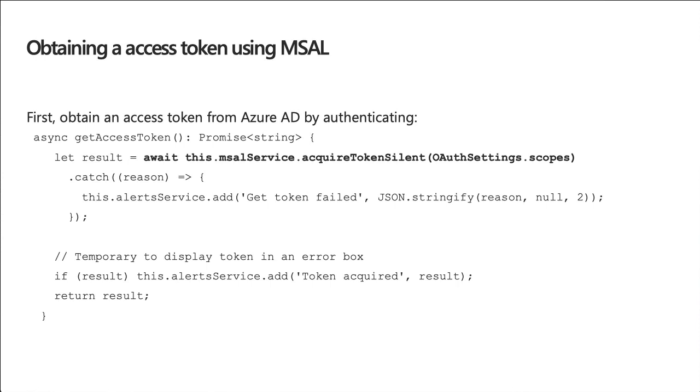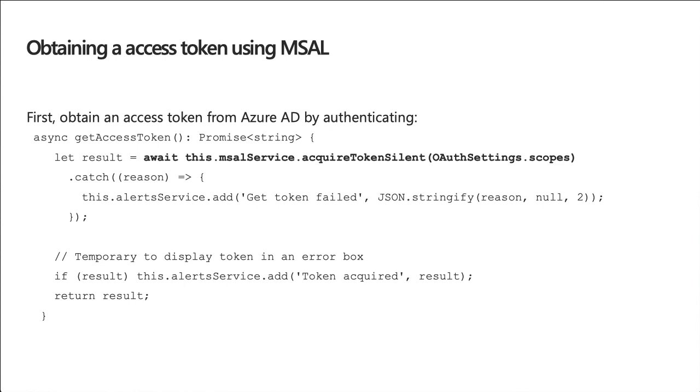The first step you're going to need to do is implement some code that's going to obtain an access token using the Microsoft Authentication Library. So you first obtain an access token from Azure AD by authenticating. I'm doing this here using the JavaScript SDK for MSAL.